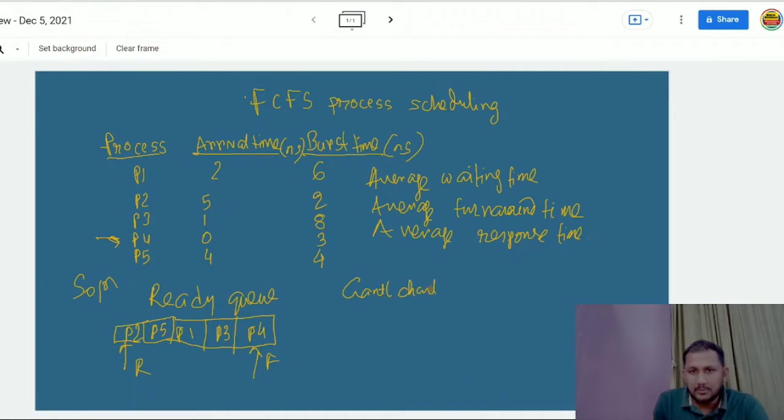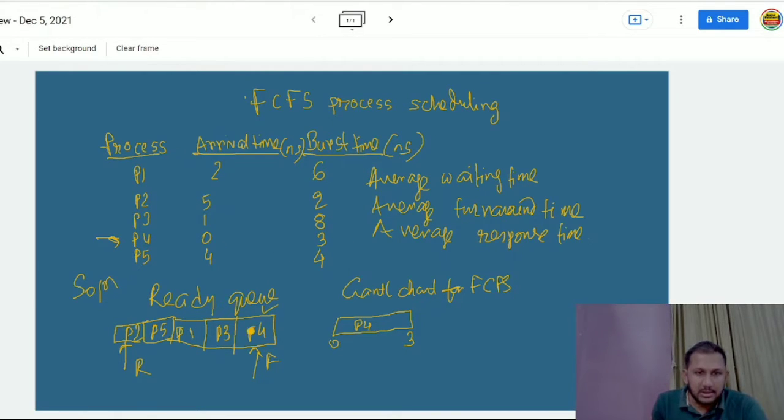for FCFS. Here P4 arrived first, so P4 will be served first. The starting point is 0 and P4 is executed by the CPU. The burst time is the execution time. The burst time of P4 is 3, so P4 is allocated 3.